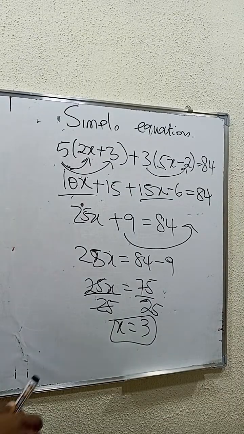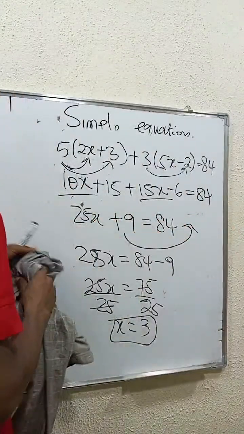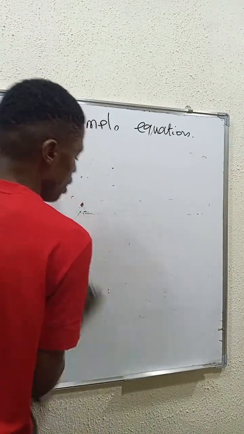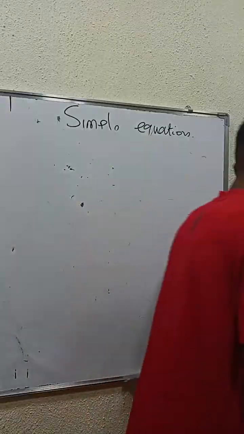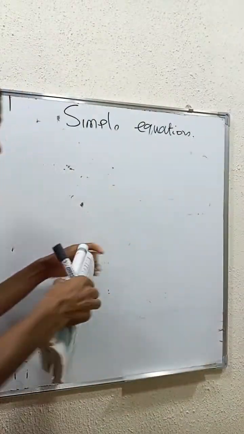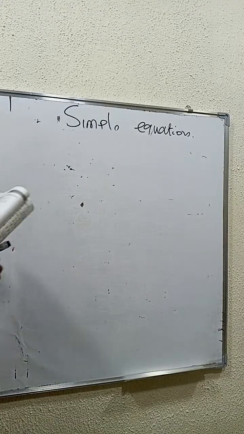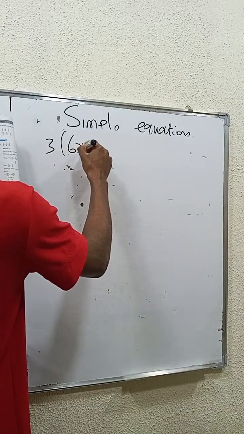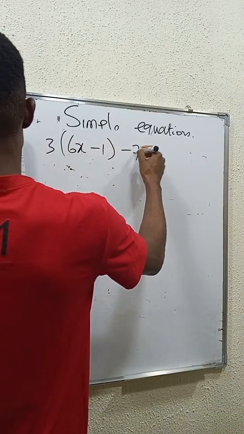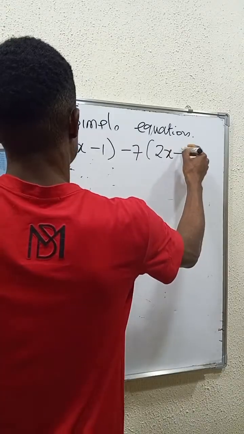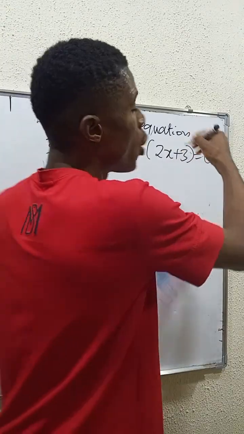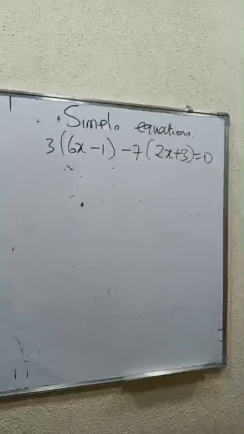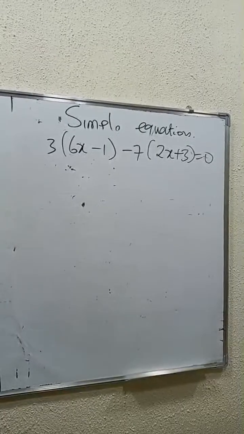Good. So let's look at the next one. The next one is 3 into 6x minus 1 minus 7 into 2x plus 3 is 0. Okay? Okay, let's try this one together.